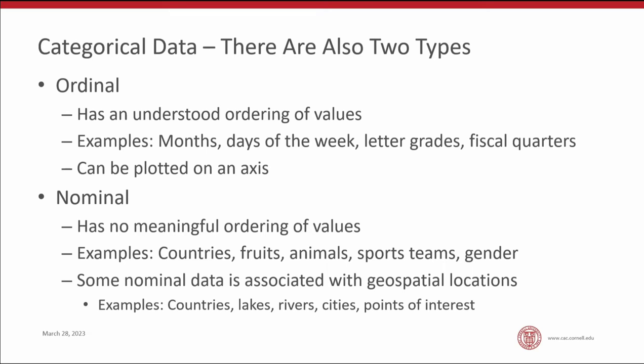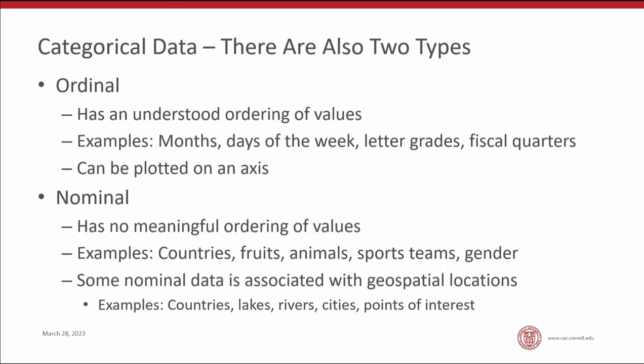The same is largely true with days of the week. There might be some argument as to which day begins the week. Letter grades for a course, A, B, C, D, and fiscal quarters in the business world. These things all have names more so than a numerical value, but they have an understood ordering. Now, other types of categorical data that is not ordinal we'll call nominal data, and this is where there's no meaningful ordering of the values.